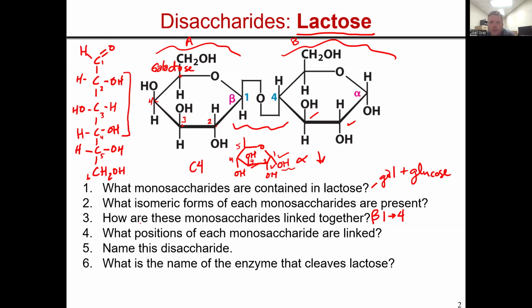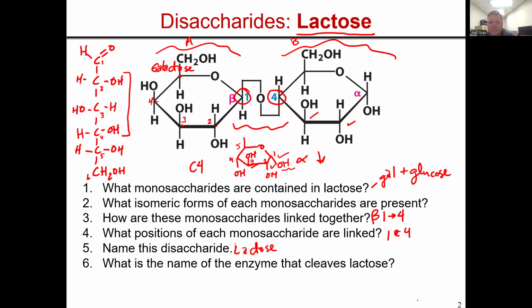Beta 1,4. What positions of each monosaccharide are linked? Well, that goes back to our previous one. This is a linkage between carbon number 1 and carbon number 4. 1 and 4. Name this disaccharide? Well, we kind of started the presentation with that. It's lactose.